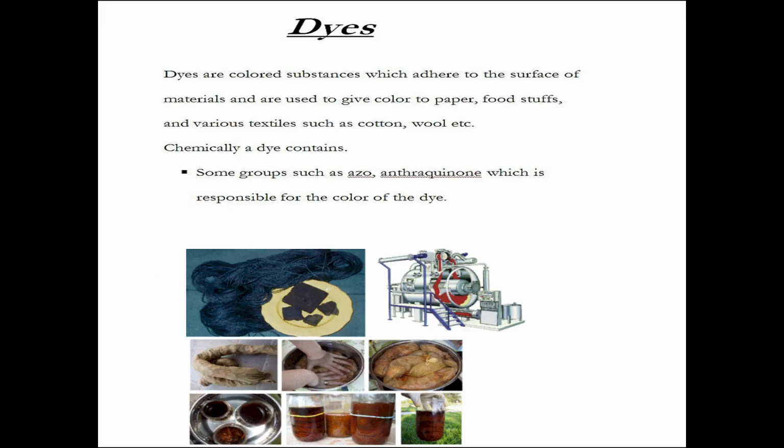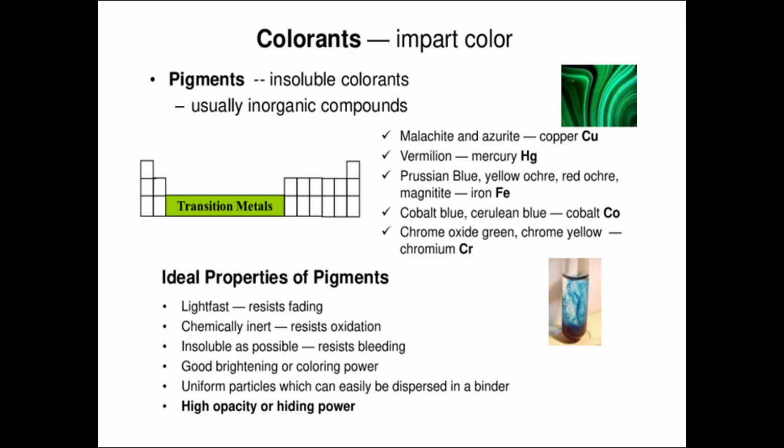These are chemical compounds which contain functional groups like azo compounds, anthraquinones, etc., which are responsible for imparting the color of the dye. Colorants are a few pigments which usually contain metals, preferably transition metals. They are responsible for imparting prominent colors to the objects.